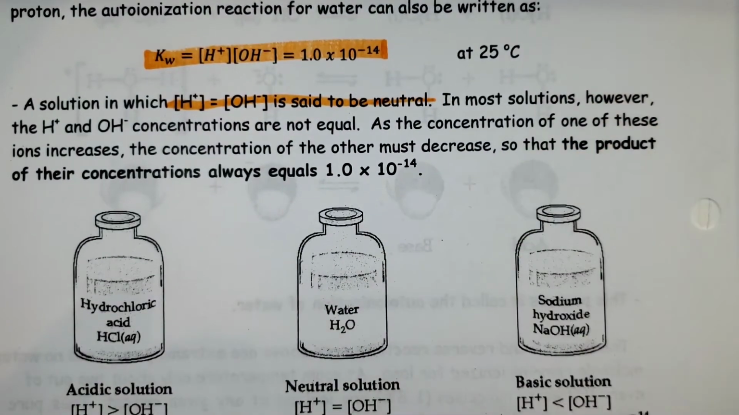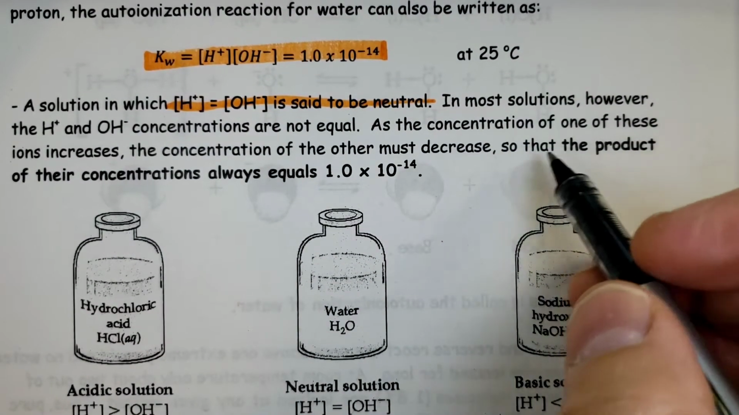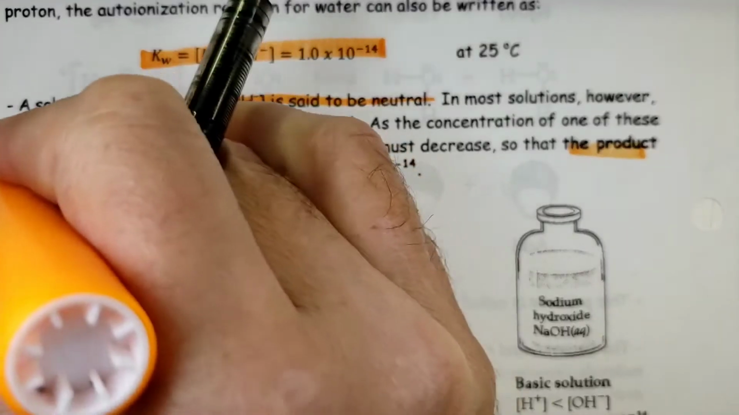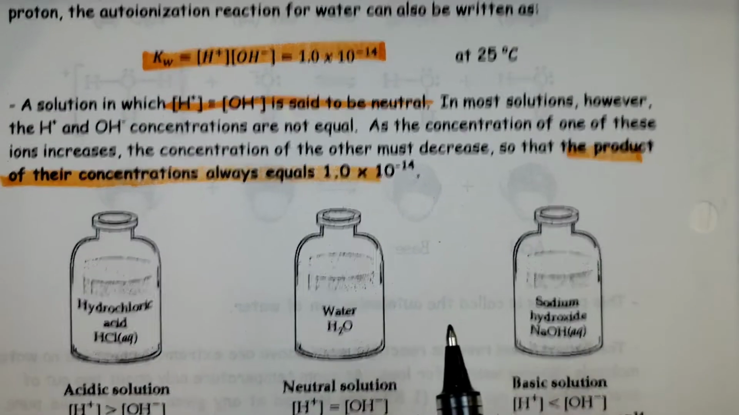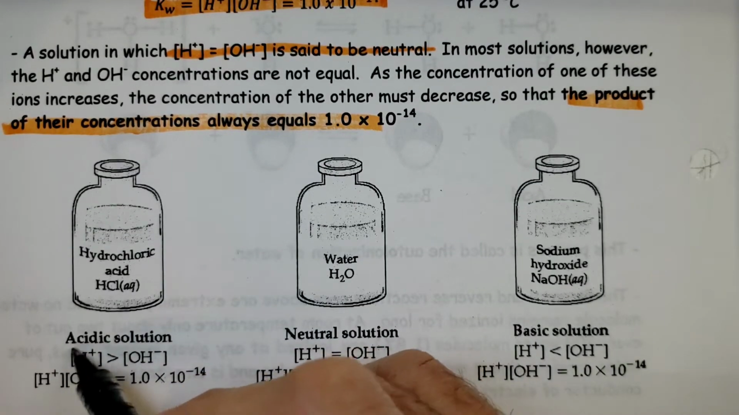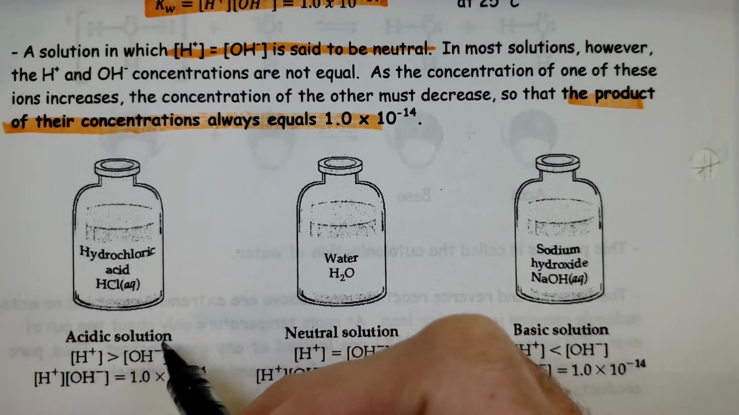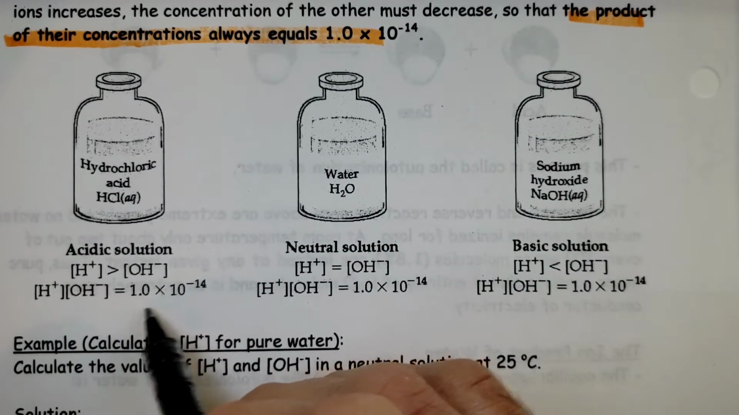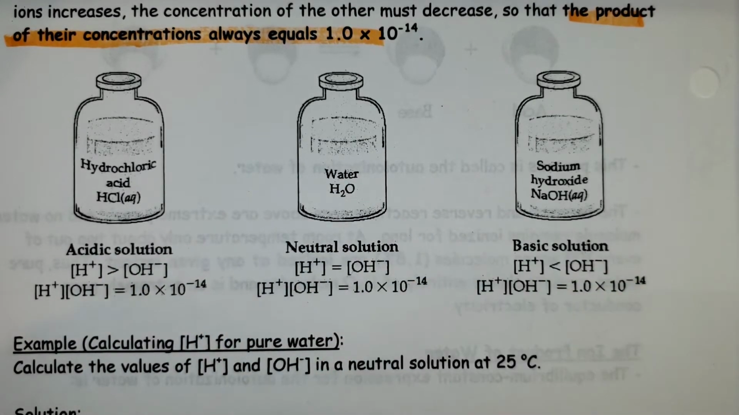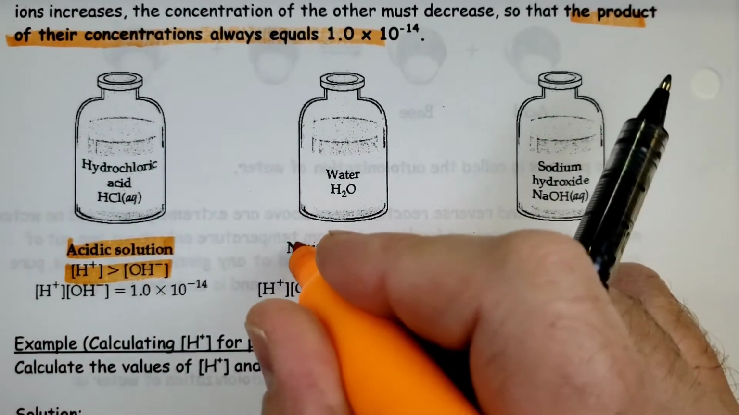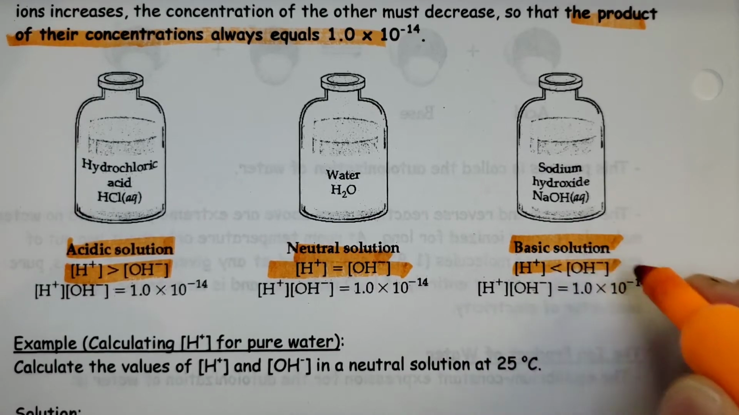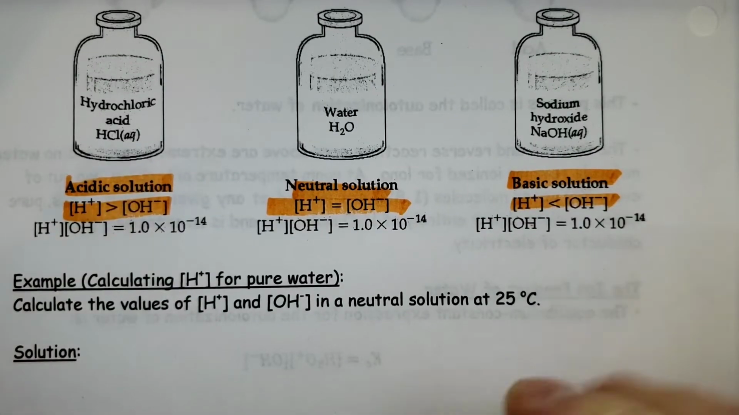In most solutions, however, the H and the OH concentrations are not equal. As the concentration of one of these increases, the concentration of the other one must decrease, so that again we have the product equaling 1.0 times 10 to the minus 14. So in the case of an acidic solution, that means we would have more H pluses than OH minus ions, and still multiply to give us that number, but we have more of one than the other. In a neutral solution, we would have to have both of them equal, and in a basic solution, our H plus would have to be less than OH, or OH is bigger than H plus, and again, multiply to give us that number.